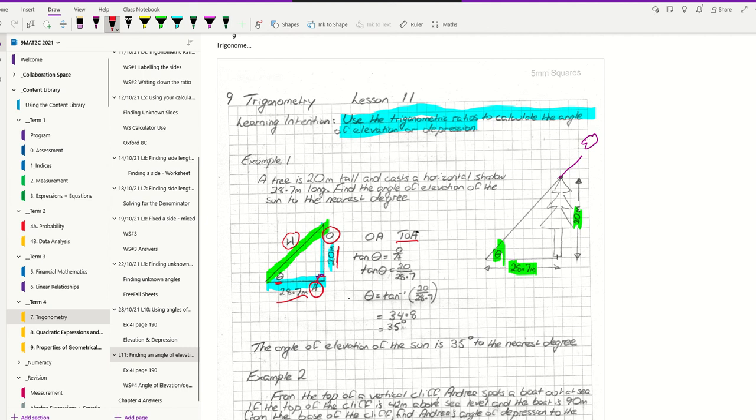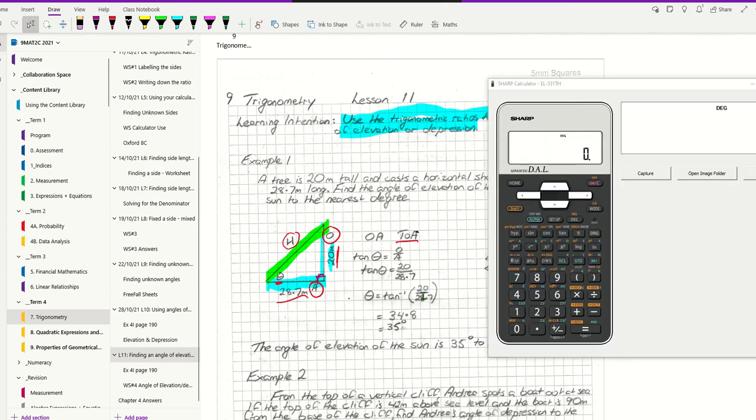20 on 20 divided by 28.7. If I put that in my calculator, which I will do, just give me 1 second. Just putting that in our calculator, we've got tan minus 1. Second function, tan, gives us tan minus 1. We can see it on our calculator. Now I'm going to put this in brackets.